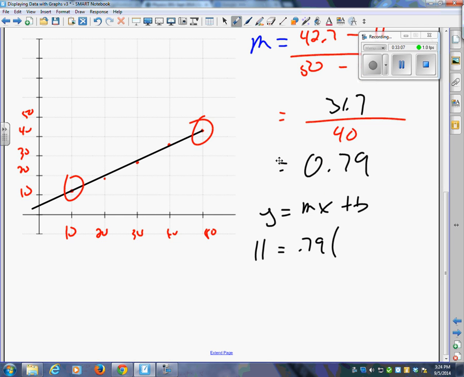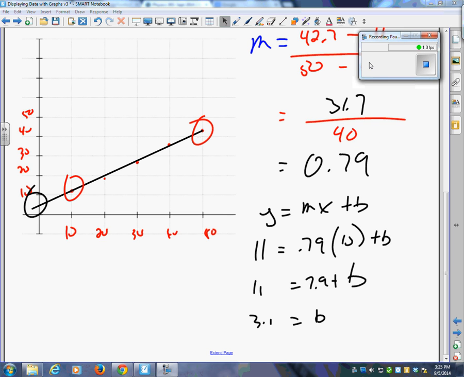10, plus b, and I'm going to solve for b. So I got 0.79 times 10 is 7.9. So b is equal to 11 minus 7.9, or 3.1. My b value is 3.1. That's pretty close to what it is on the graph. I took 10 times 0.79 and got 7.9, right? Okay.